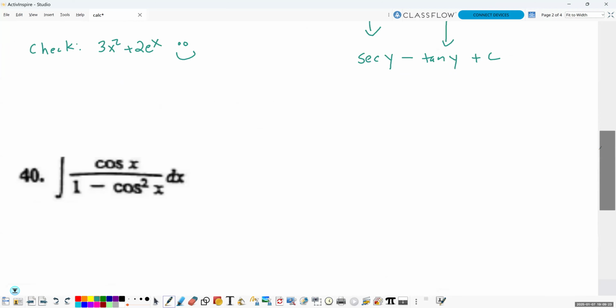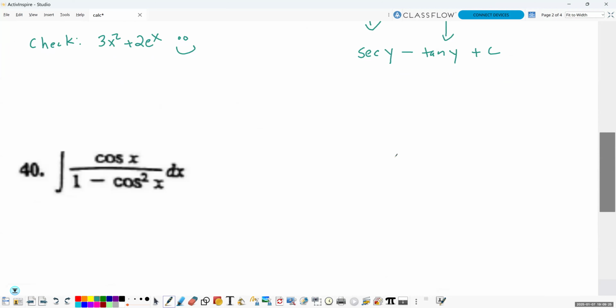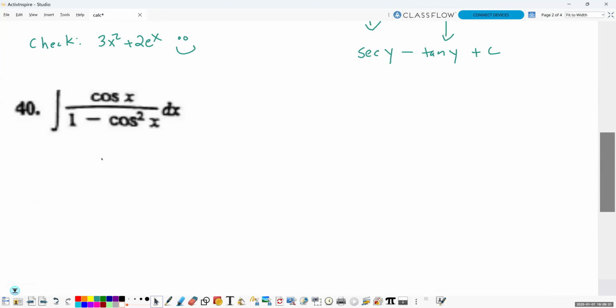All right, number 40. Number 40, we got to be extra careful because it's very easy to want to split this and make it like cosine over 1 minus cosine. That would be the worst thing in the universe. This is going to land you right here. You know what this is? This is math jail. We can't divide by a binomial like this. Don't do that.